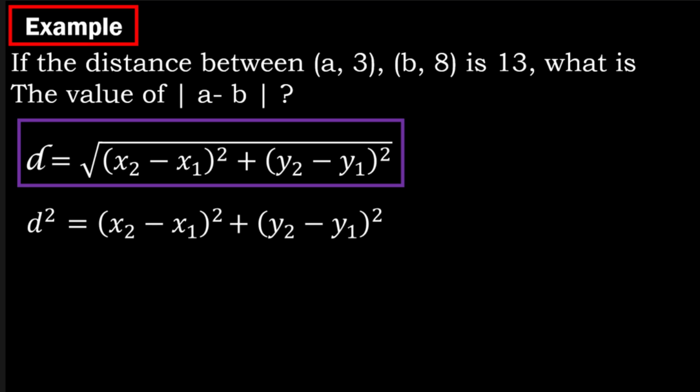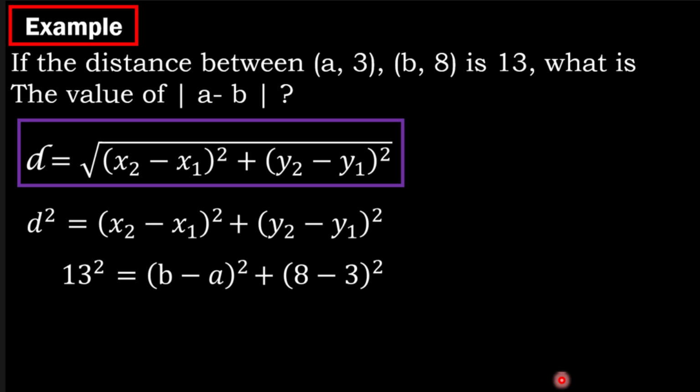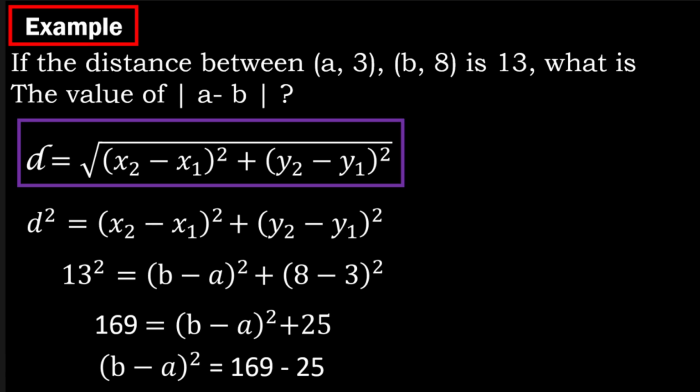Just square the two sides. So D squared is the difference of x all squared plus the difference of y all squared. Now plug in the numbers. So we delete D and write 13 squared, and we have here (B minus A) all squared plus (8 minus 3), the difference between the y coordinates, squared. 8 minus 3 is what? Is 5. 5 squared is 25. So 169 equals (B minus A) all squared plus 25. Now we have an equation.